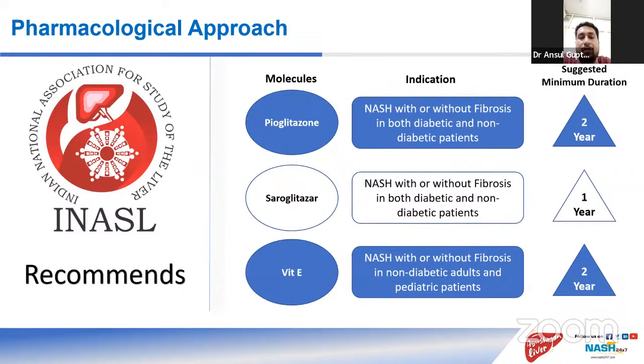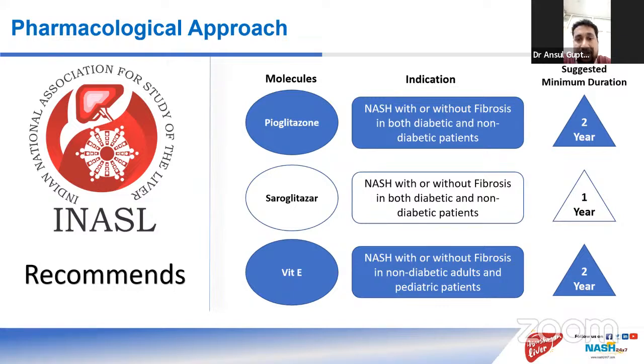Now coming to the pharmacological approach, that is nothing but the medicines which we can use. These are the molecules you can see on the left side: pioglitazone, saroglitazar, and vitamin E. For pioglitazone, the suggested minimum duration is 2 years. Pioglitazone is an anti-diabetic drug. For a patient with diabetes with NASH, we can use this drug; it is helpful in both NASH and fibrosis, in both diabetic and non-diabetic patients. But generally, for a diabetic patient, we can add this drug.